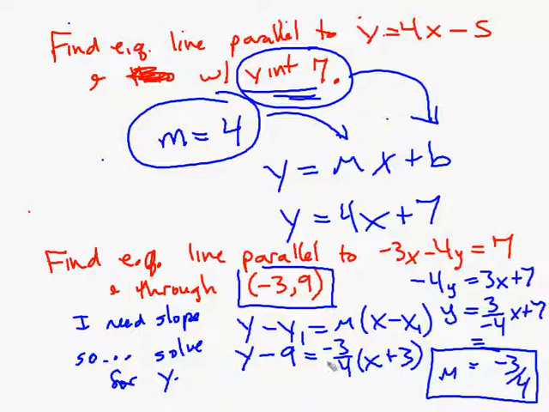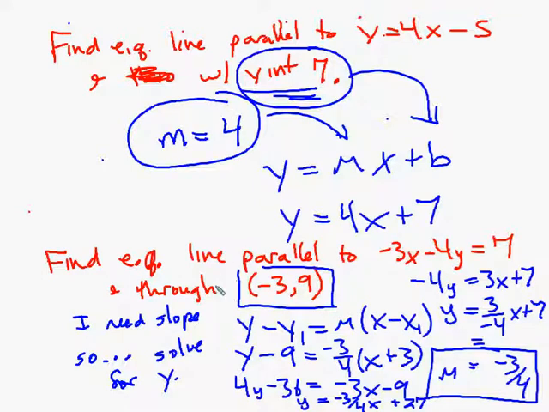If I wanted to solve this for y, if I wanted it in slope-intercept form, I'd clear by multiplying by 4. Distribute that negative 3. And then solve for y. So I'll get y equals negative 3/4 x plus 27. Okay, so that's parallel lines.